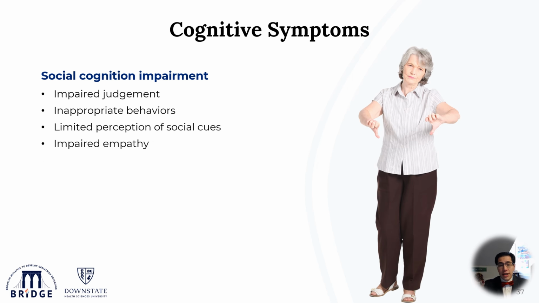Social cognition gets impaired, so they would make gaffes or inappropriate behaviors. They may have poor judgment calls in social settings. They may have limited perception of social cues if somebody around them is annoyed or happy or displeased. And they have impaired empathy, so they do not react as they used to pleasant or unpleasant news.